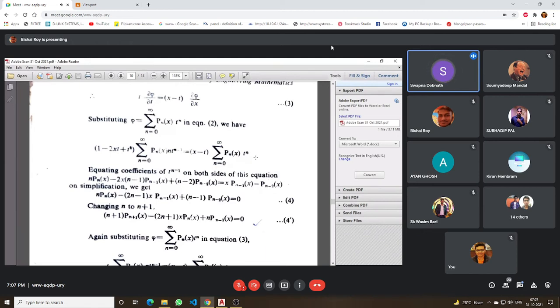(x − t) ∂φ/∂x, and we have substituted ∂φ/∂x. We have put that. We have substituted the value of ∂φ/∂x here, and this becomes the result.